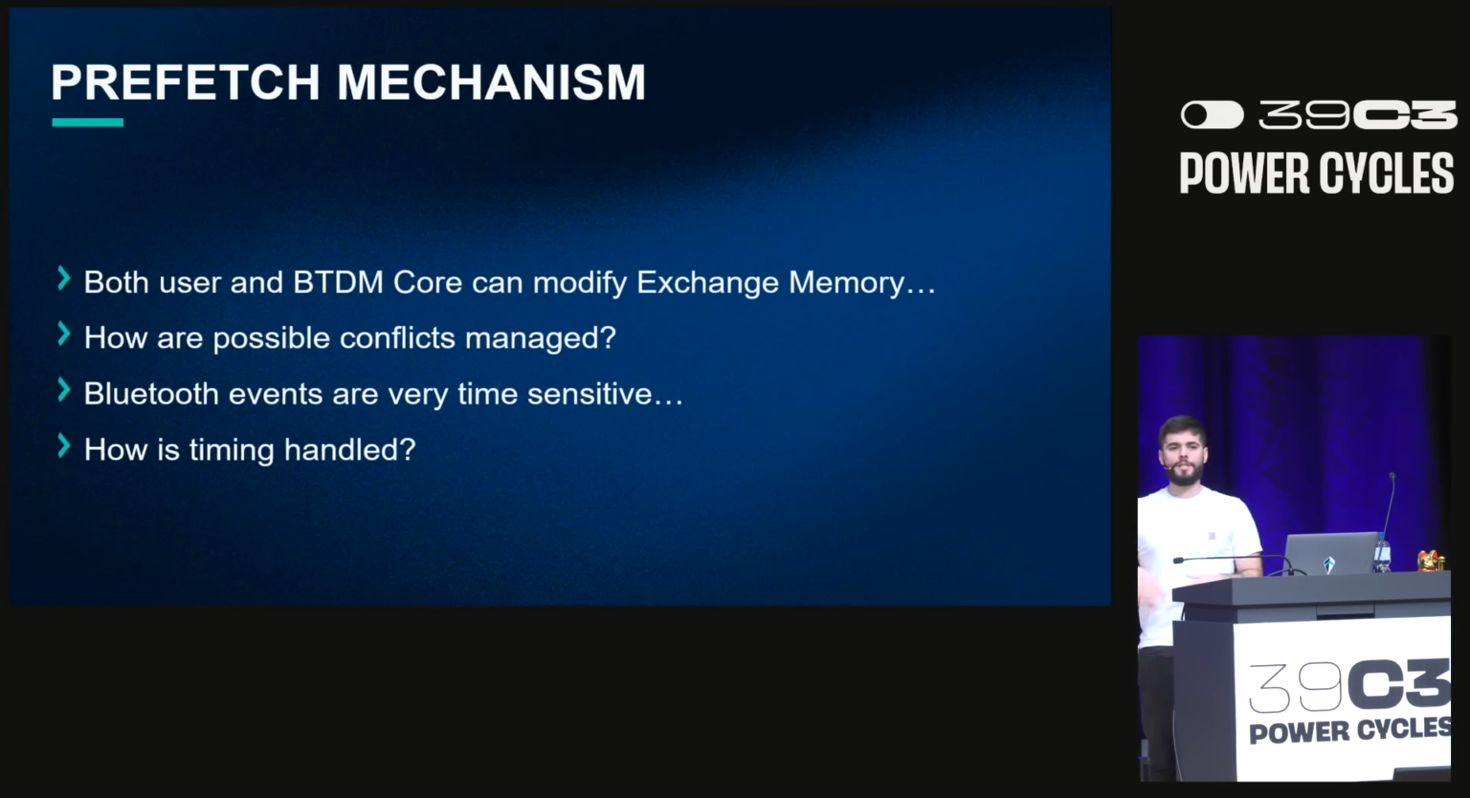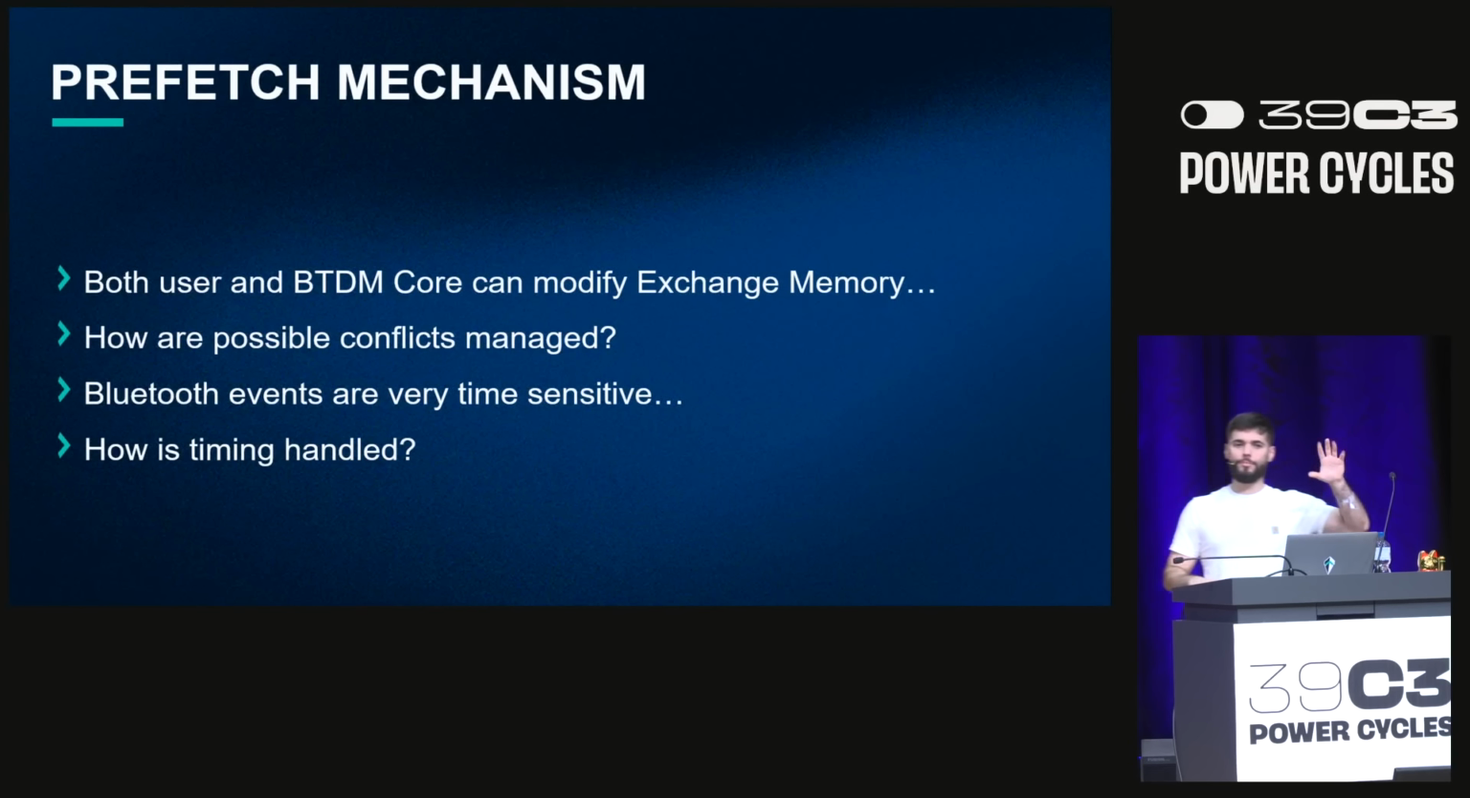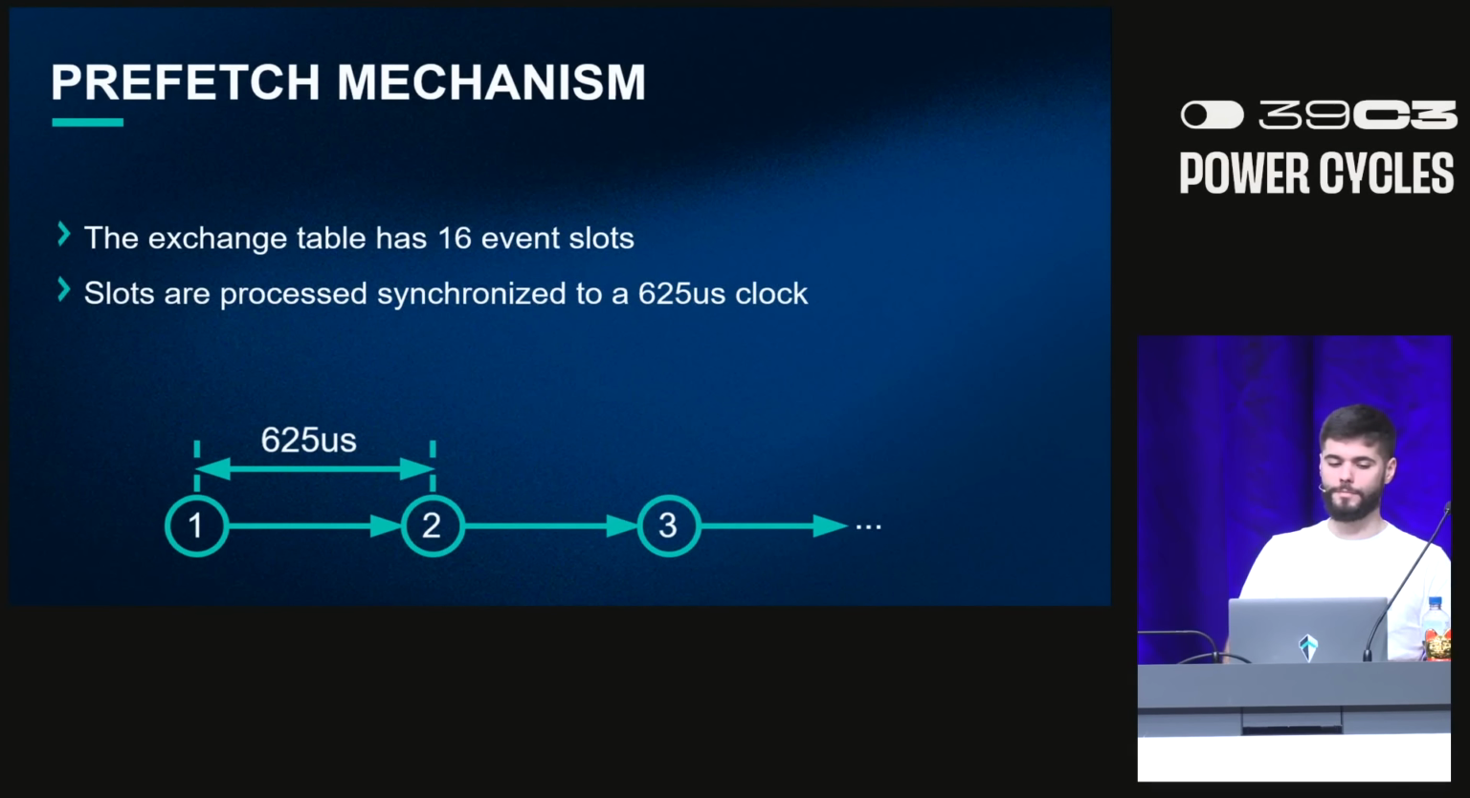So we have this problem that both the Bluetooth core and the main core can access that RAM simultaneously, and both can modify that memory. And also we have a second problem, that all Bluetooth communication has some fine timing requirements. So there's this prefetch mechanism that handles these two problems and manages user interaction and timing requirements for communication.